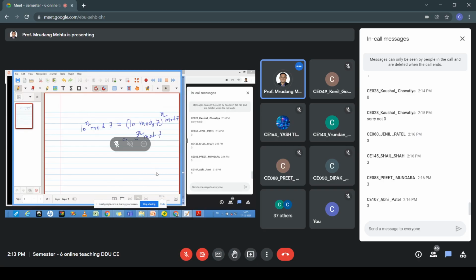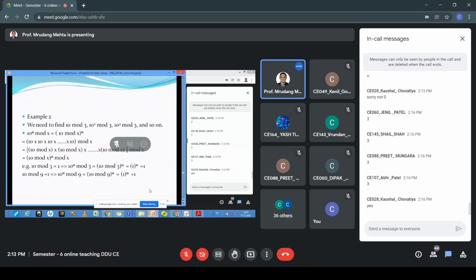Is that clear? Is that clear to you? Right? So the answer is 3 raised to n mod 7. Clear?